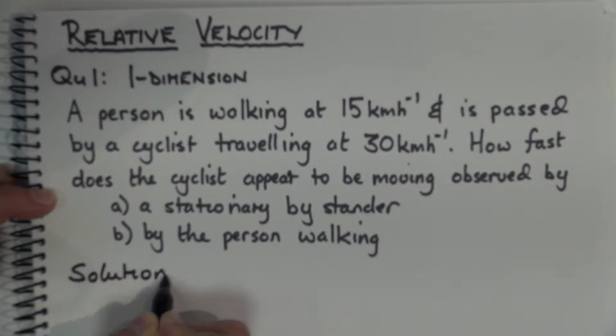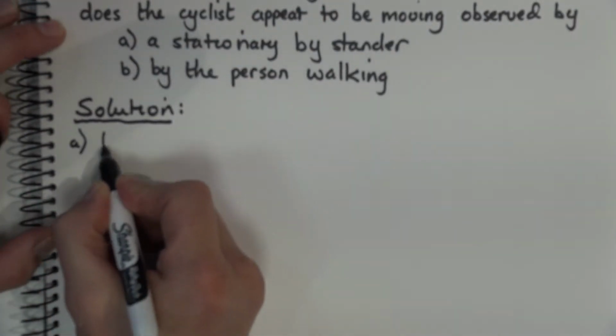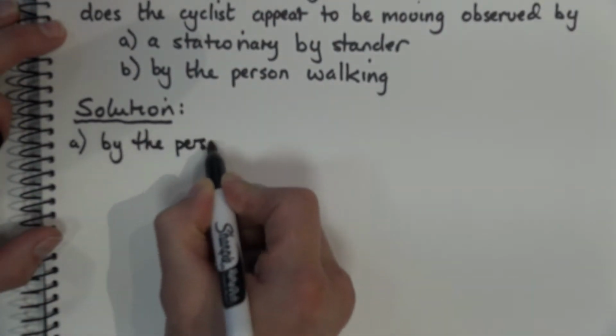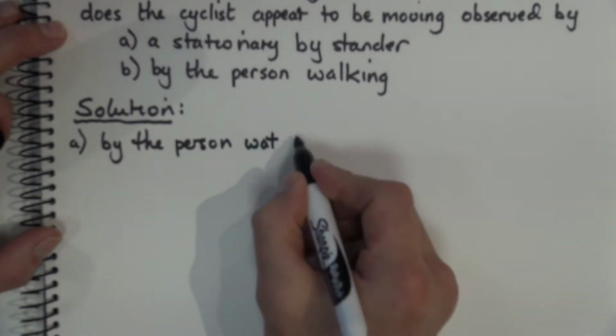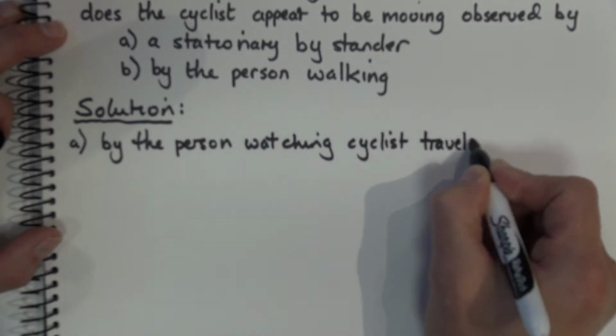Now in question A, the bystander is not moving at all. So all they're going to do is see the cyclist moving at the speed that's mentioned in the question. So basically the bystander will see the cyclist moving at 30 kilometers per hour.